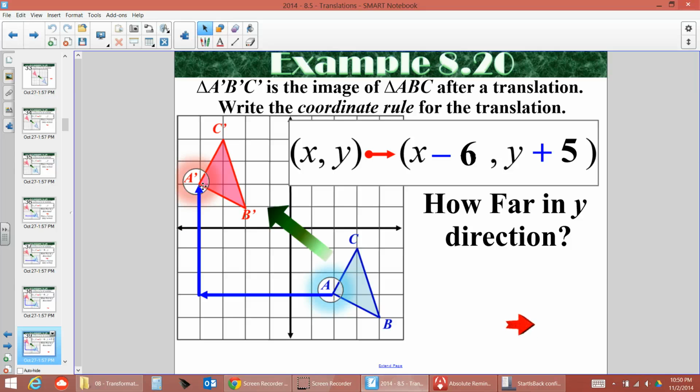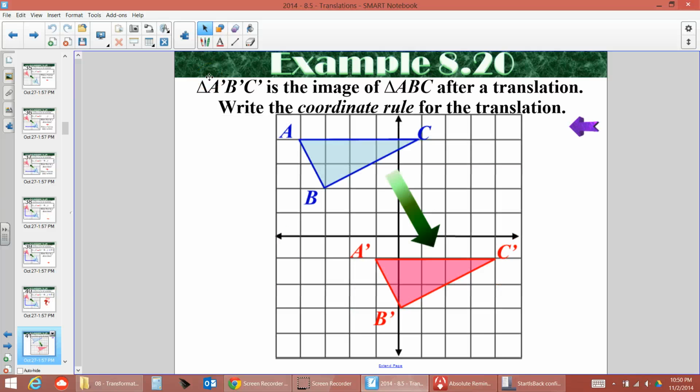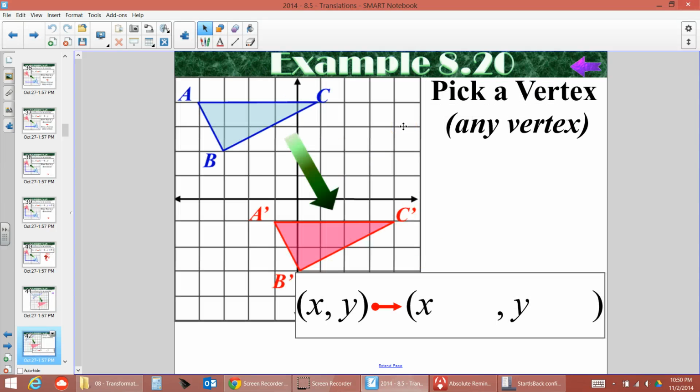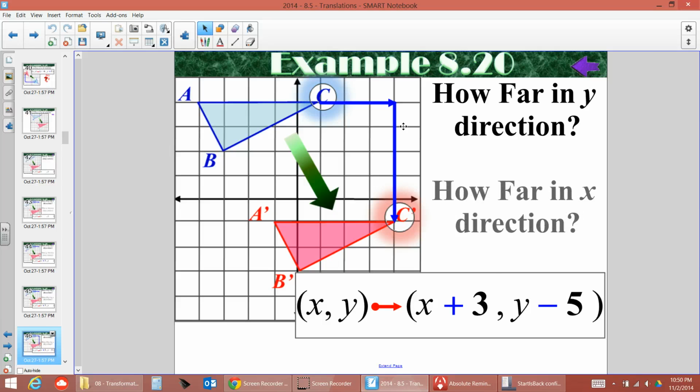I'm done. That's it. If I ask you to write me a coordinate rule, you've just got to count how far left, how far up. That's translations. Now same concept. I have A prime, B prime, C prime. I have ABC. I pick any vertex I want, and I decide how far did I move. I moved right 3, that's the +3. I moved down 5, that's the -5. There's my coordinate rule.